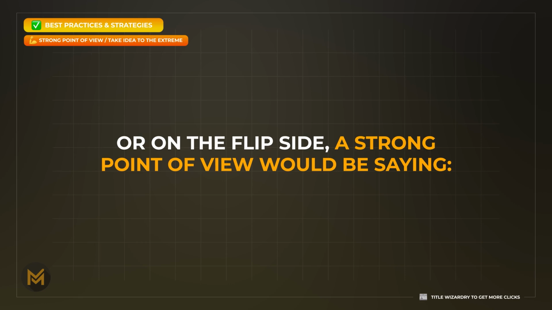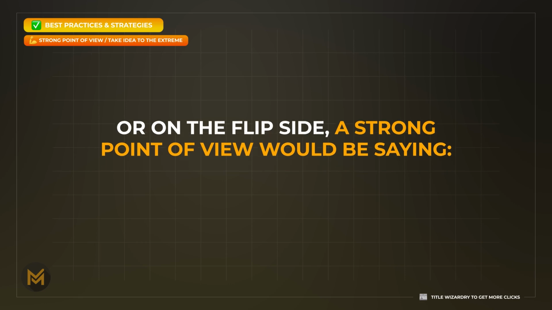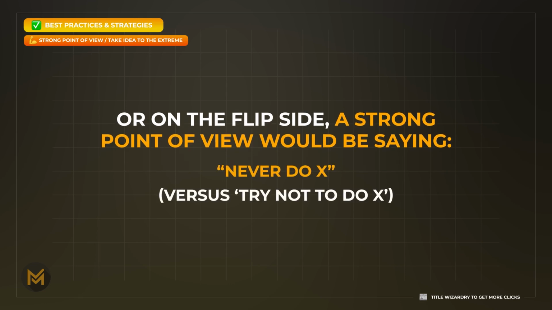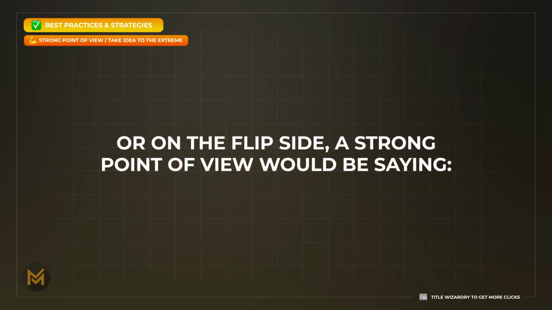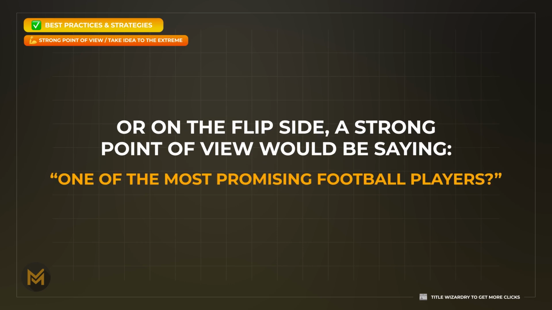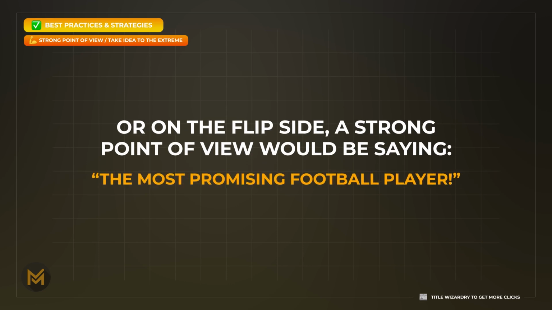Or on the flip side, a strong point of view would be saying "never do X" versus "try not to do X." When the stakes feel higher or the statement is stronger, it feels more important we actually find out what the video is talking about. On a very similar note, try to take the title concept to its extreme. Instead of "one of the most promising football players," you could just write "the most promising football player."